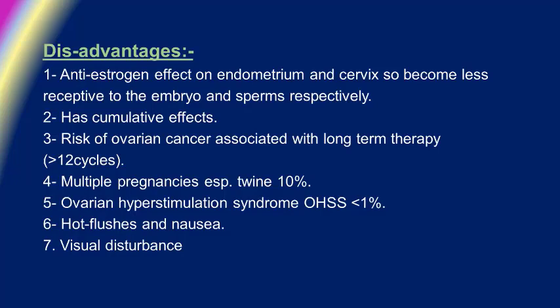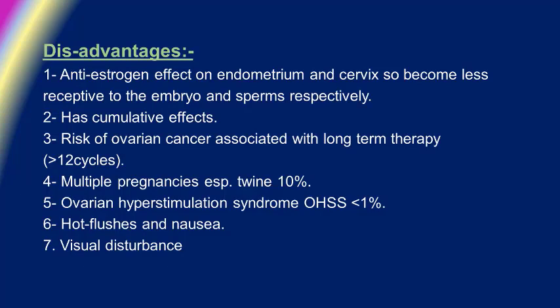Side effects of clomiphene citrate. First of all is the anti-estrogenic effect of it. As we said previously, clomiphene citrate has both estrogenic and anti-estrogenic effects. Anti-estrogenic effects act on the endometrium and cervix, so it will cause the endometrium to be less receptive to embryo implantation and the cervix to be less receptive to the sperm.